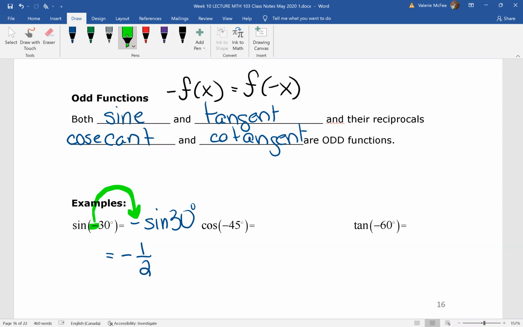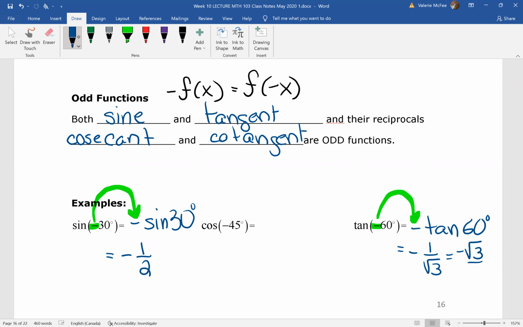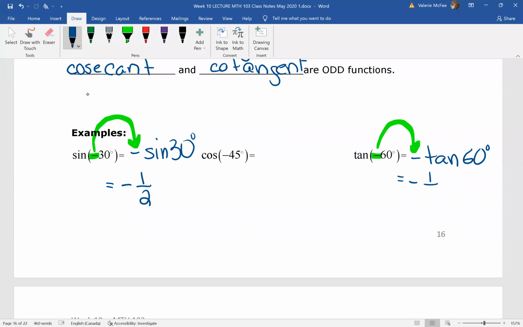Tangent is also odd, so we're going to do the same thing with tangent. We're going to move the negative sign outside and look for the negative tangent of 60 degrees. We know that tangent of 60 degrees is 1/√3, and we can move the negative outside. This is negative √3/3. Sorry, I was thinking of 30 degrees. Tangent is √3, that's 60 degrees, and we put the negative outside.